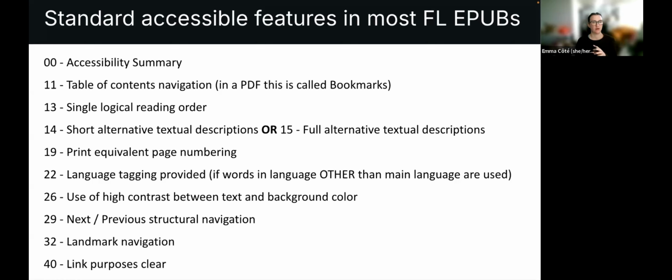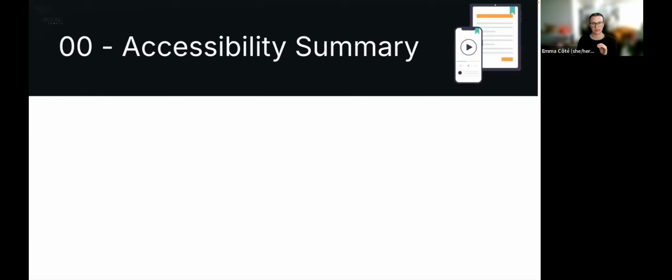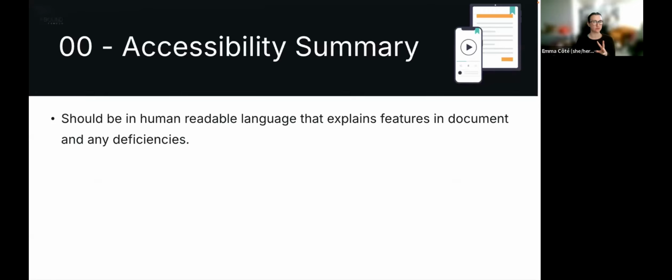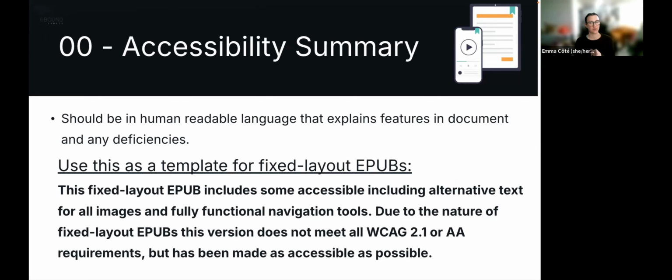So essentially, the accessible summary, these are all from code list 196, of course. The summary should be human readable language that explains features in documents and any deficiencies. For fixed layout EPUBs, you could copy this verbatim if you want to, or you can do something that you think fits a little bit better.